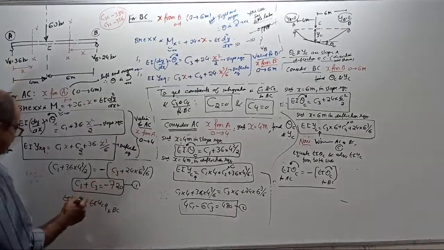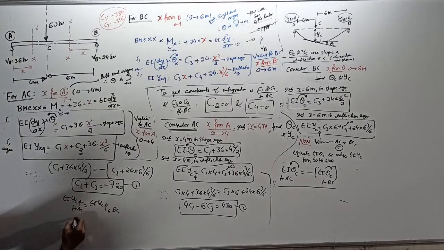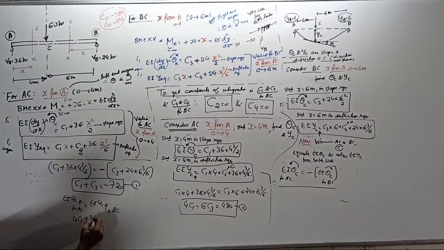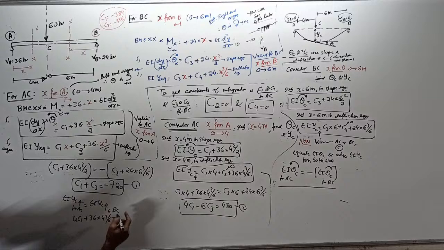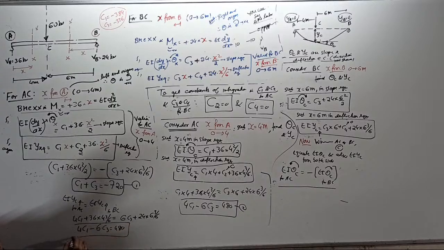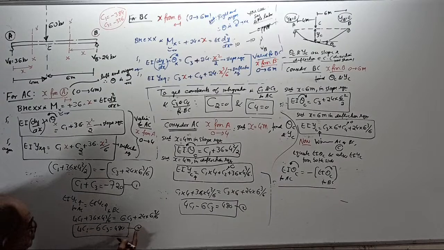Or I can write what? 4C1, where is it? The first one is 4C1 plus 36 into 4 cube by 6 equals, how much is it? 6C3 plus 24 into 6 cube by 6. That will give you 4C1 minus 6C3 equals 480. Equation number 2. Okay.